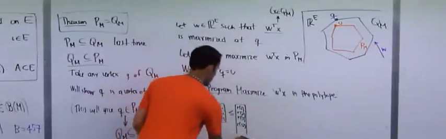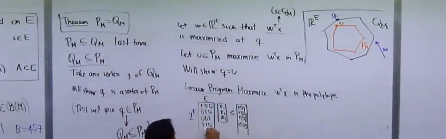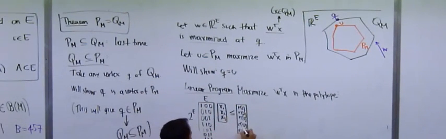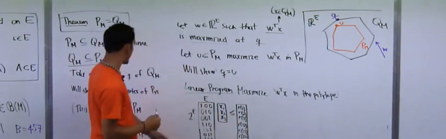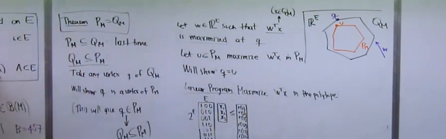So let me just write all of them. 1, 0, 1, 0, 1, 1, 1, 1, 1. Rank of {1, 3}, rank of {2, 3}, rank of {1, 2, 3}. So far I'm just writing these inequalities, right?